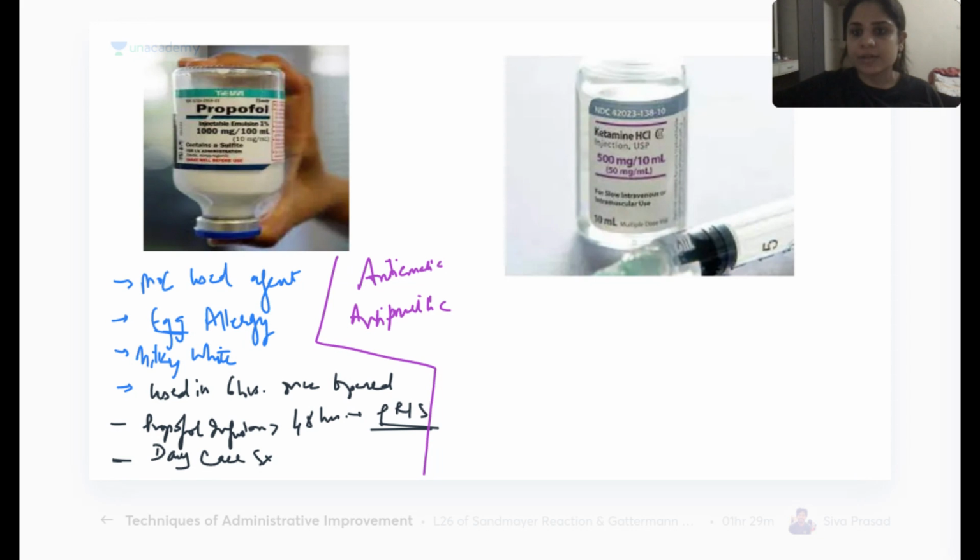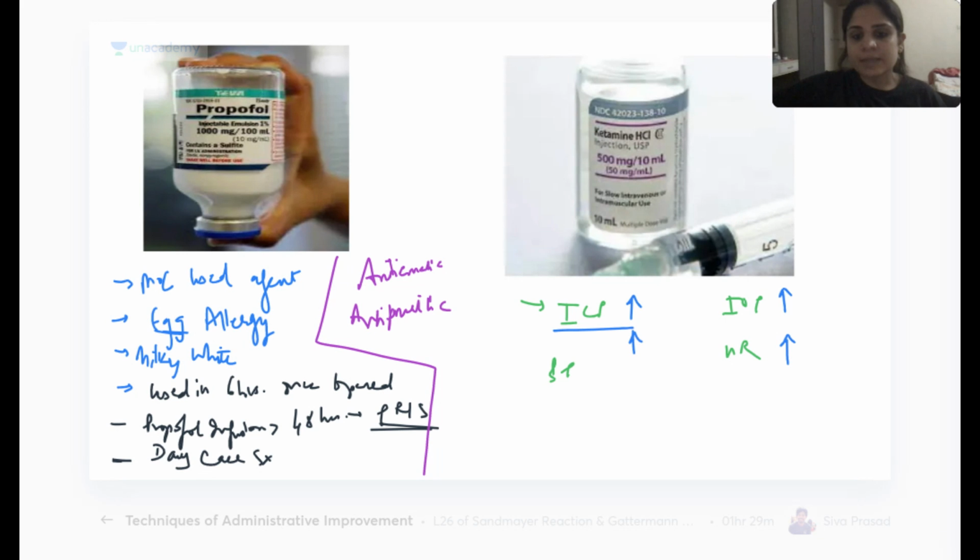Now, next question. Ketamine. Now, can you tell me any important things about ketamine? What does ketamine cause to the intracranial pressure, and what does it do to the intraocular pressure? And what does it do to the blood pressure and the heart rate? Yes. So all your IV anesthetic agents will cause decrease in ICP, IOP, BP and heart rate. But ketamine is the only one that will increase all of this.